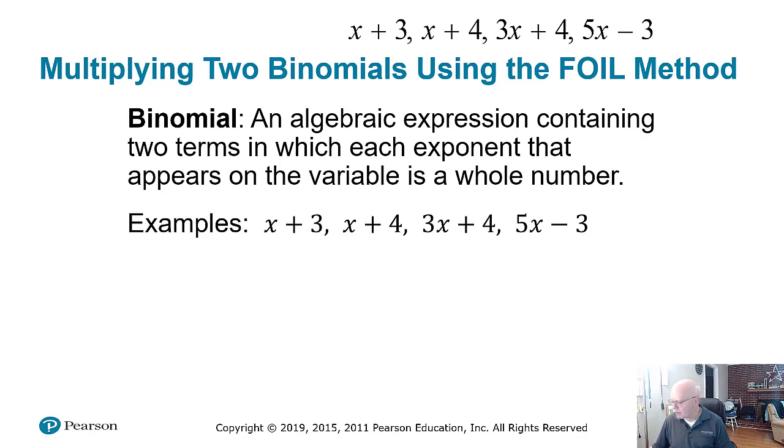So here's some examples. x plus 3. Notice they're separated by a plus or a minus. Two terms, the x and the 3. That's what makes it a binomial. Next, x plus 4, 3x plus 4, 5x minus 3. You get the idea?